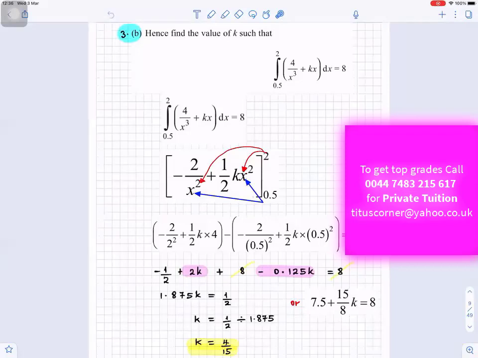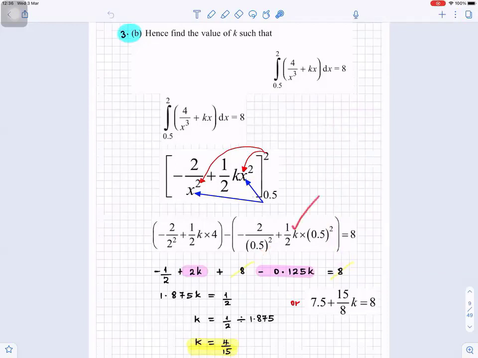So we substitute in 2. 2 goes for x and 2 goes for x. And after that, we substitute 0.5. 0.5 goes for x and 0.5 goes for x, and we subtract them. So when we put 2 first, it becomes minus 2 over 2 squared plus half k times 4, minus, and then in bracket, minus 2 over 0.5 squared plus half k times 0.5 squared. And that should all be equal to 8. So we simplify the first bracket. We'll get minus a half plus 2k. Minus and minus there becomes a plus.